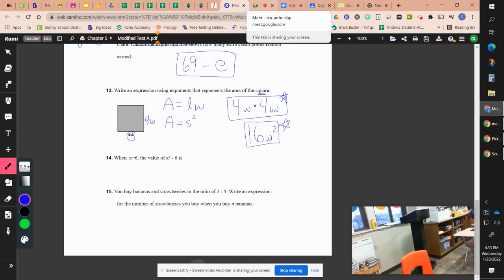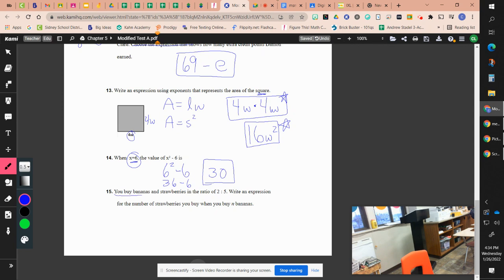Now, on the next one, it says that our x value is 6, and they want us to plug the 6 in here. 6 squared minus 6. Well, 6 times 6 is 36. Take away the 6, and my answer is going to be 30. And the reason why I can get all the way down to just a single number answer is because they gave us the variable amount.